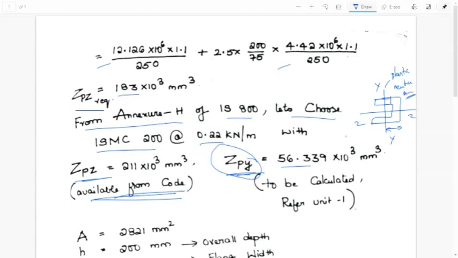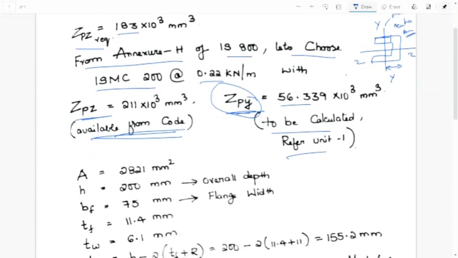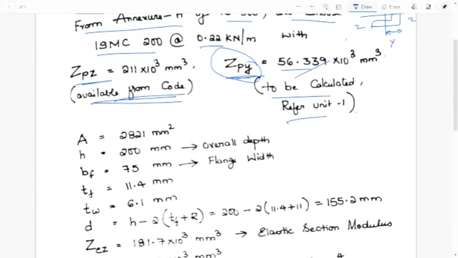But I'm going to post a short video on the calculation of the Zpy value of this particular channel section. Okay, I do not want to include it in this particular session, otherwise it is going to be a long lecture. So just to limit our video time, now this is this value.